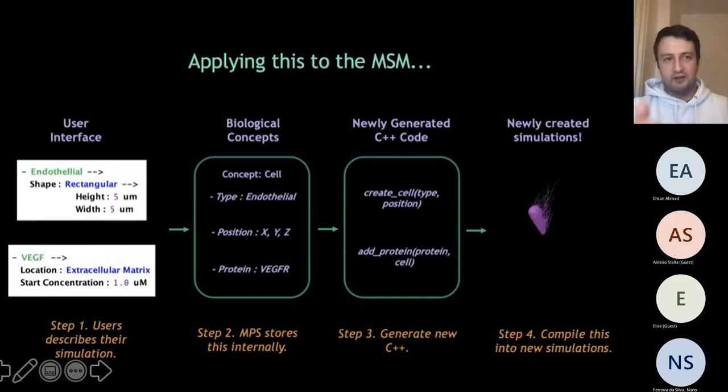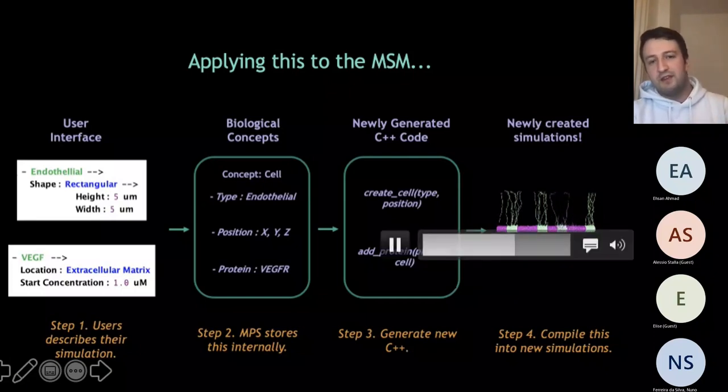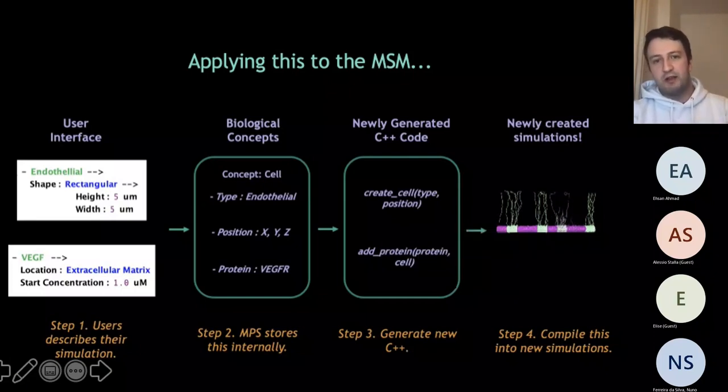That's a general idea, but if we apply this to the actual simulation, we might have a user interface which talks about things like cell types and signaling molecules. I can have a user interact with MPS to build up a model internally of all the different types of cells and where they're located. I can then get it to generate new C++ code and have it integrate into the rest of the model to generate hopefully new simulations. And this is essentially what my project is all about.